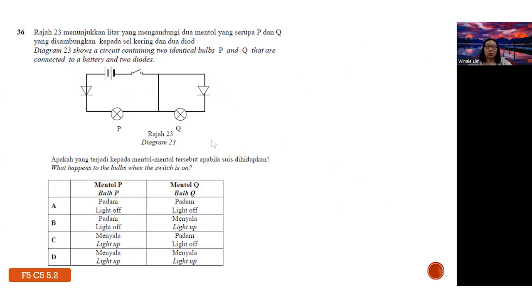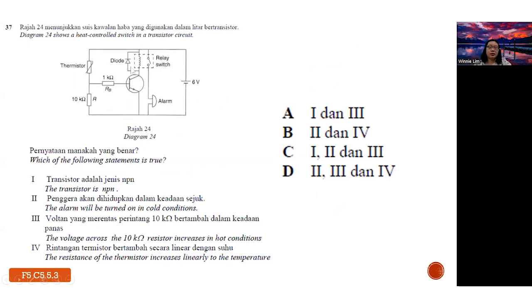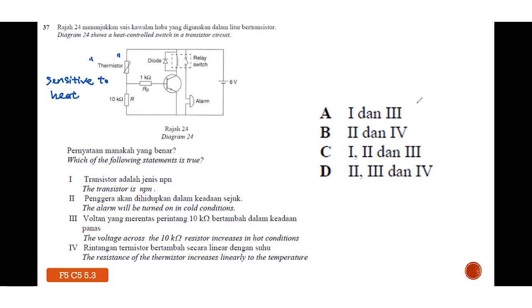Then we have 37. 37 is under the concept of transistor. Which of the following statements is true? This is the circuit that uses the concept of an automatic switch, whereby the thermistor is sensitive to heat, and is suitable to be used to automatically detect whether there is a fire or not, as in this fire alarm system. So what is the characteristic of this thermistor?